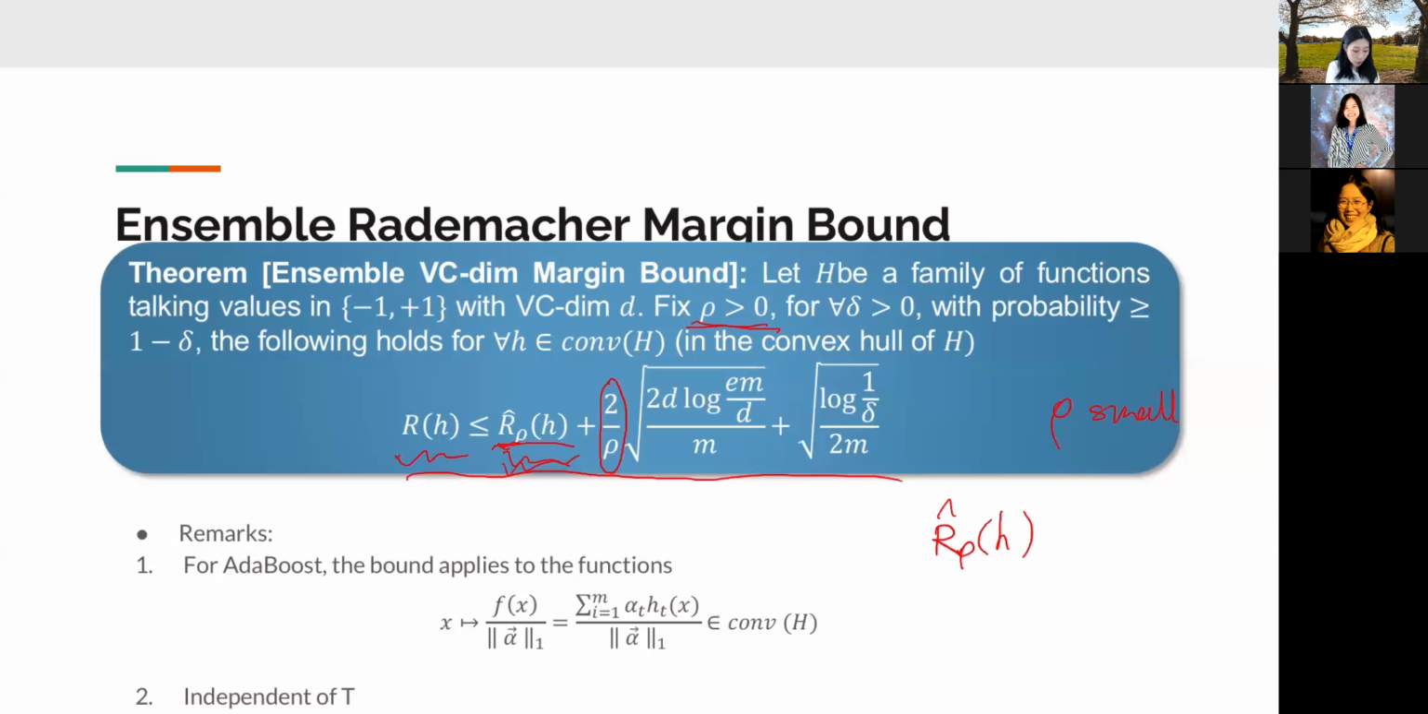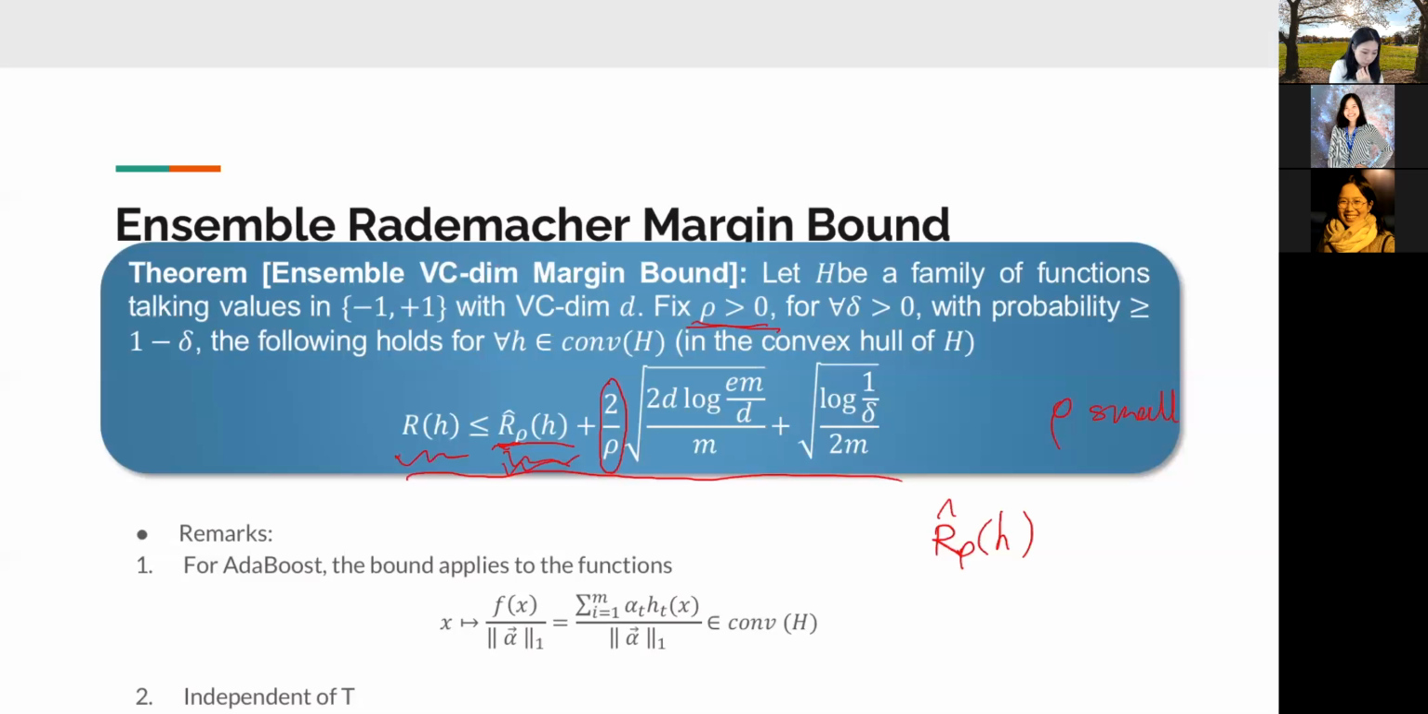But I said the R hat rho of H is more strict than empirical error when rho is greater than 0. So, when rho is smaller, the penalization is not so strict. As long as you are a little bit more confident, then you don't get penalized. But when rho is large, then R hat rho of H is gonna be much larger, right? Because basically you are penalizing more, even if I'm confident but not very confident, right?